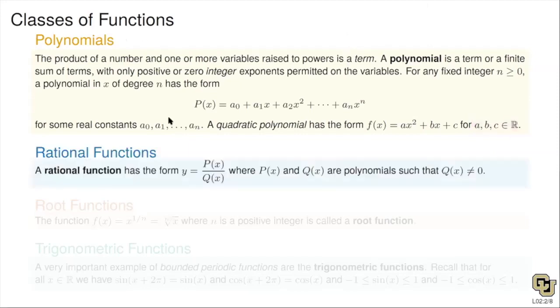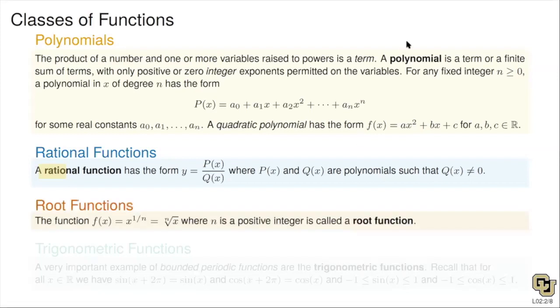Now, if you take two polynomials and take their fraction, we get what's called a rational function. Rational, like the word ratio. So when you see the word rational here, you should think the root word is ratio. And of course, we require the denominator be non-zero.